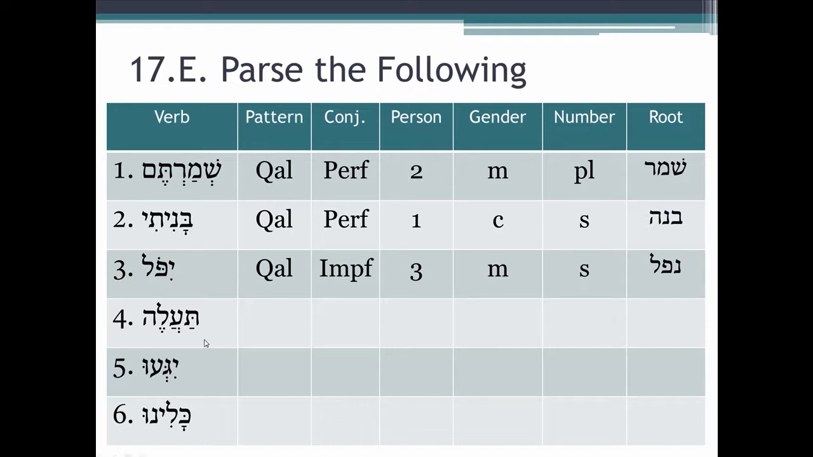Number 4, ta'aleh. Do we have a prefix? Yes, we do. Our lemma is alah. So we have another imperfect, Qal imperfect, either third feminine or second masculine singular from alah. Yiga'u. Do we have a prefix? Carefully. Yes, we do. There's that dagesh where it sort of shouldn't be. Again, when you first learned dageshes. But we know here that this letter, yod, could or could not be a prefix.